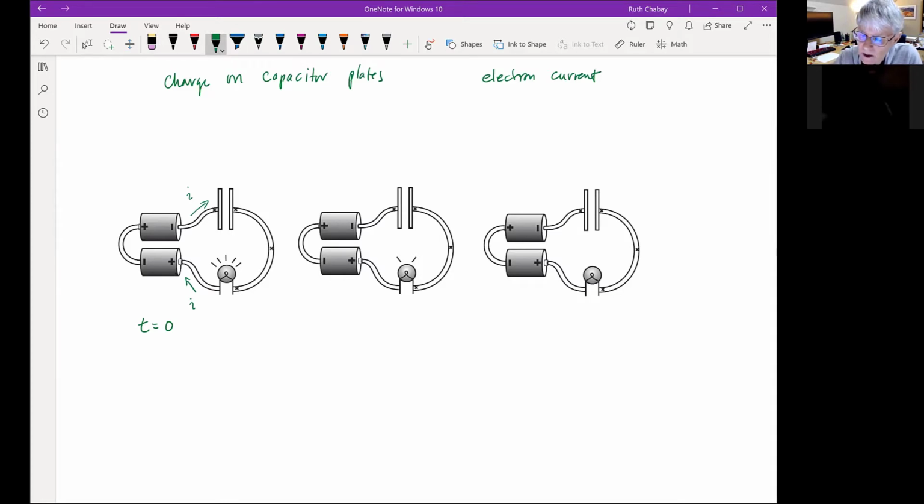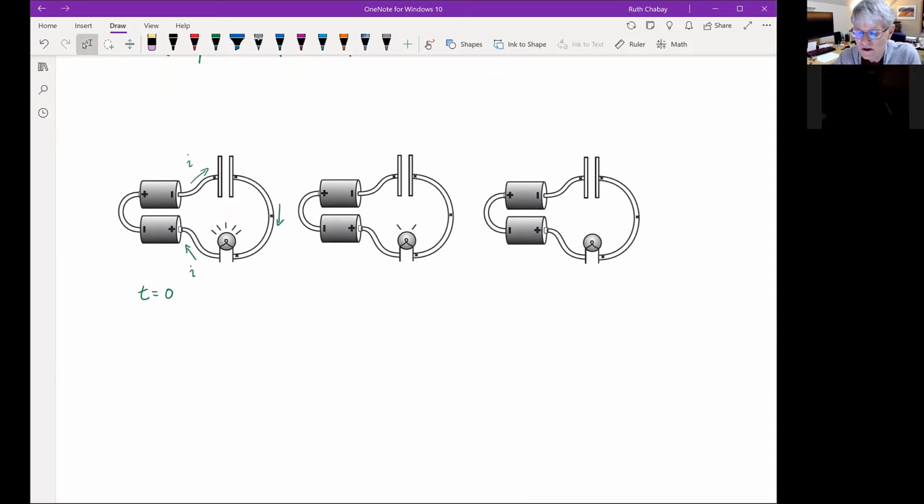But what happens at the capacitor? It seems like there are two possibilities. One is that electrons just jump across the gap and keep going. And the other is that they don't. They can't jump across the gap. So can electrons jump across the gap?